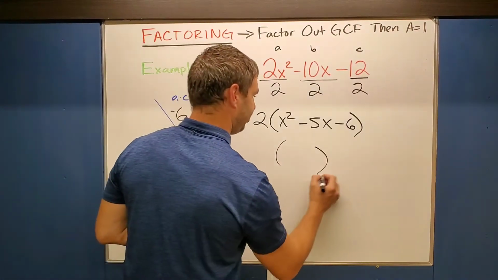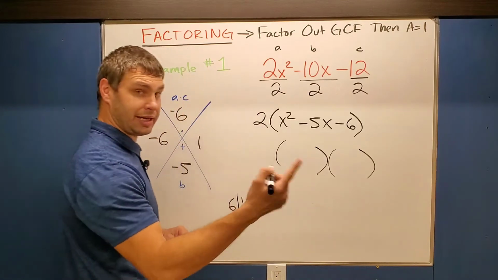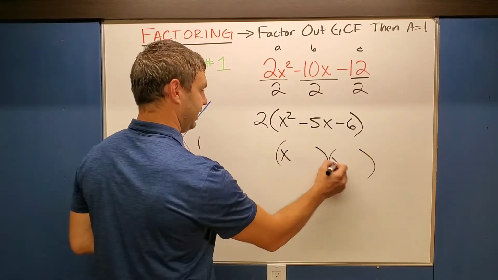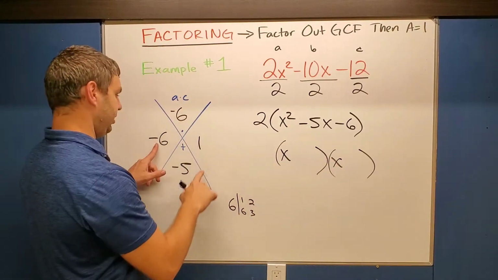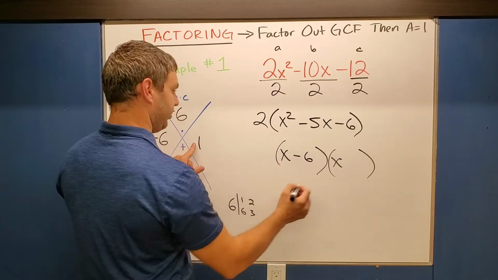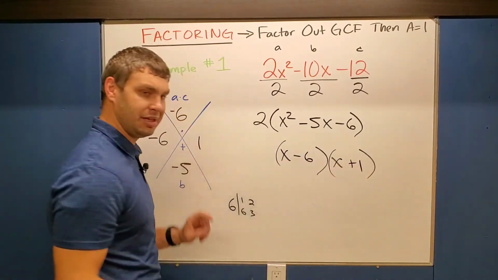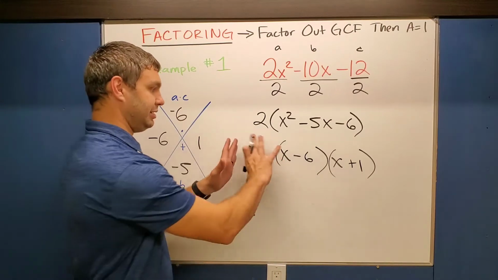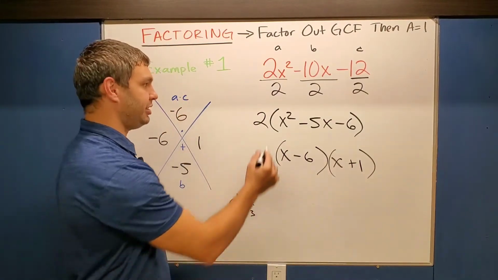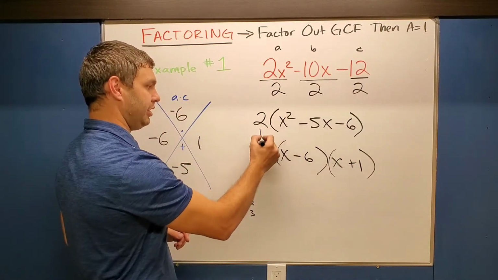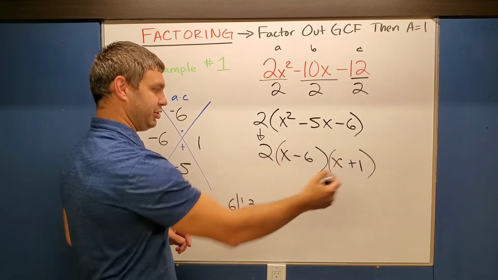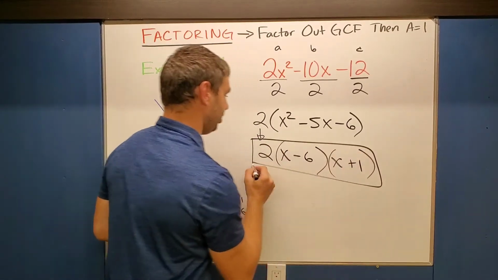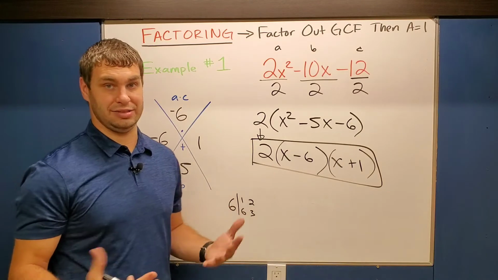I'm going to take my 2 parentheses, just like I did in my last video, and we're going to go x and x, splitting my x squared term, and then fill in my negative 6 and my positive 1. The only difference this time is, instead of this being my answer, I now have to take that GCF from out front and put it in front of my 2 parentheses. So this, along with that 2 in front, is your answer.